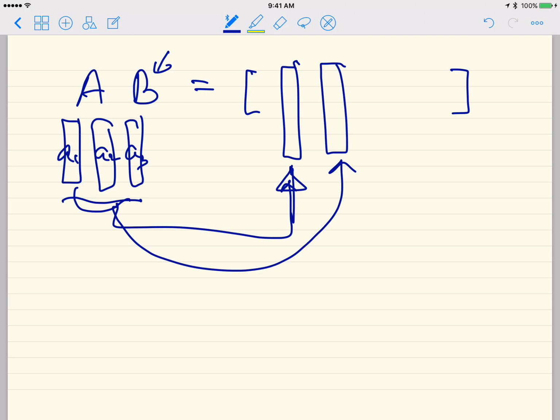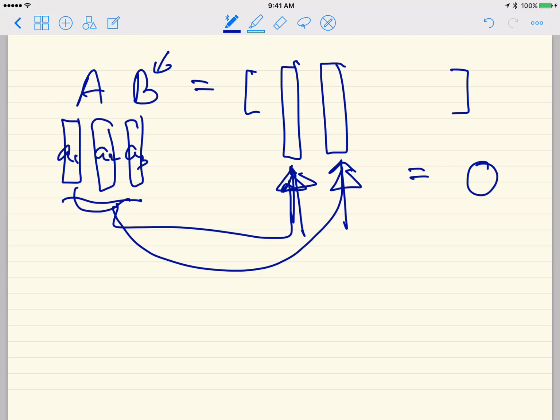Okay, so the question is this. We want to make this matrix A times B completely zero. In that case, the completely zero matrix should, of course, have zeros in every column, right? Every column should be 0, and that's how we can obtain the completely zero matrix. Now how can we make this column 0?